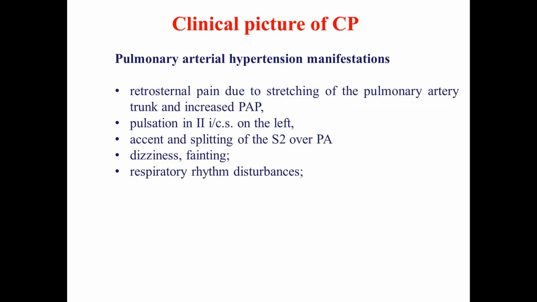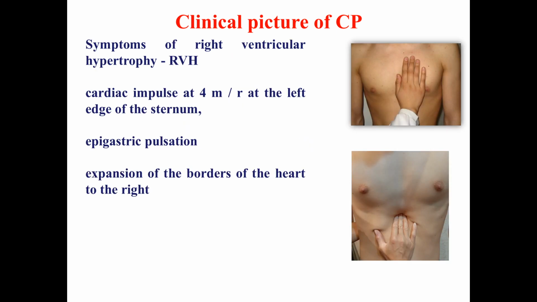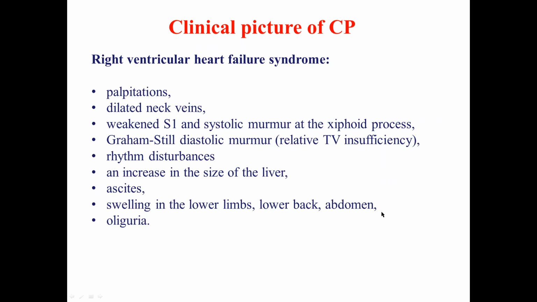Clinically, pulmonary arterial hypertension is manifested by retrosternal pain due to stretching of the pulmonary artery trunk and increasing pulmonary artery pressure. Also, you could find by palpation pulsation in the second intercostal space on the left side. This is because of enlargement of the pulmonary artery, with accent and splitting of S2 over the pulmonary artery, dizziness, fainting, and respiratory rhythm disturbances. Symptoms of right ventricular hypertrophy are a cardiac impulse at the fourth intercostal space at the left edge of the sternum, epigastric pulsation, and expansion of the border of the heart to the right during percussion.